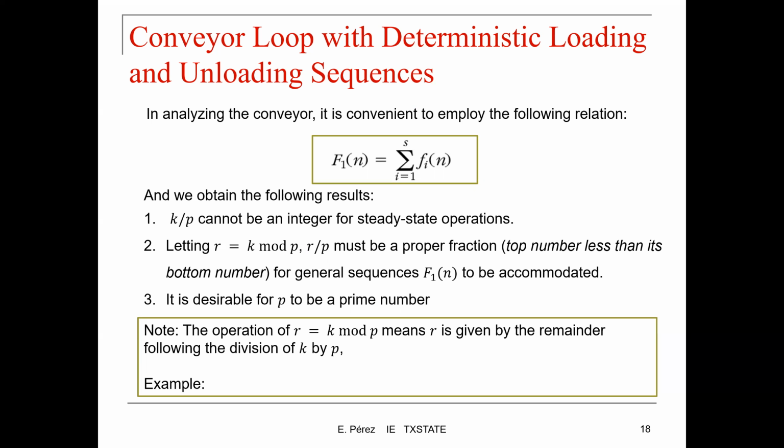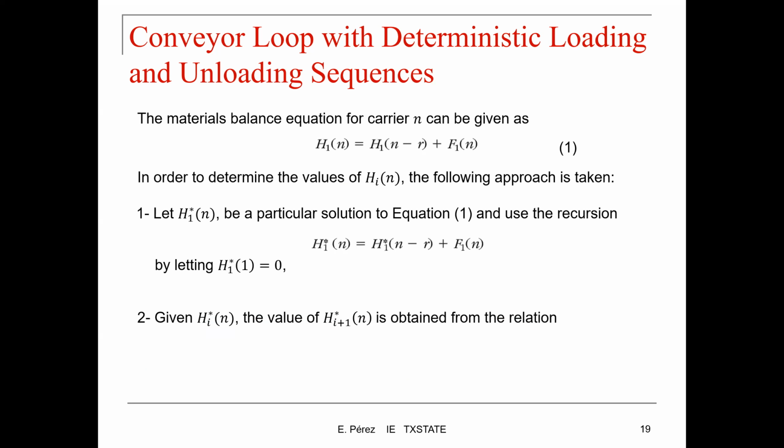Now the operation r equals k mod p means r is given by the remainder following the division of k by p. So 12 mod 7 is going to be equal to 5, and 26 mod 8 is going to be equal to 2. The materials balance equation for carrier n can be given as h_i of n is going to be equal to h_i of n minus r plus f_i of n.